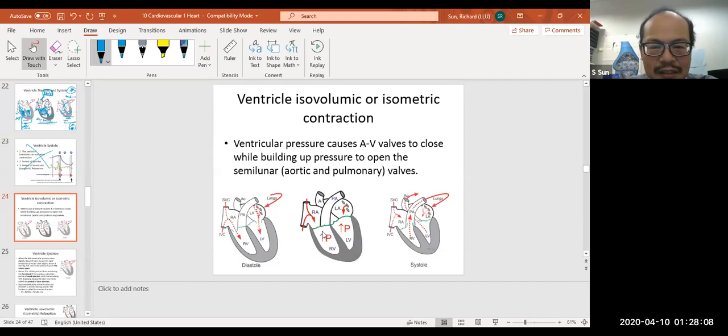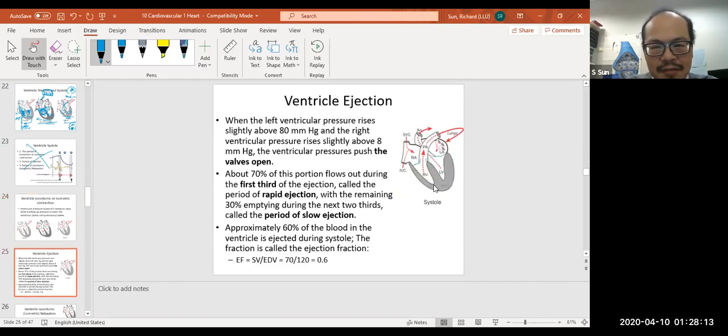Blood going in, pressure builds, push it out. Ventricular ejection is basically that when the ventricle contracts, it will eject the blood out. Here are some terminology that is commonly used for the heart, such as the ejection fraction.